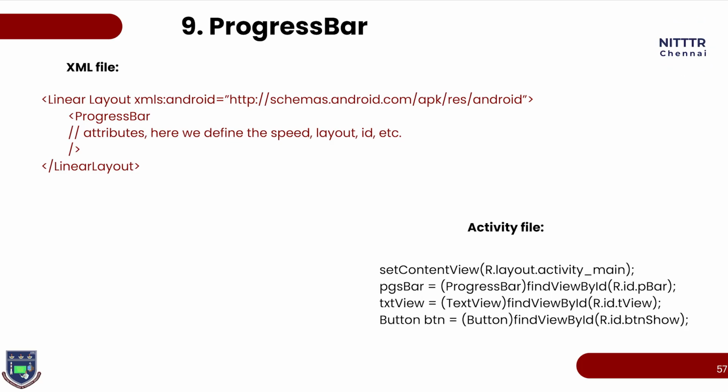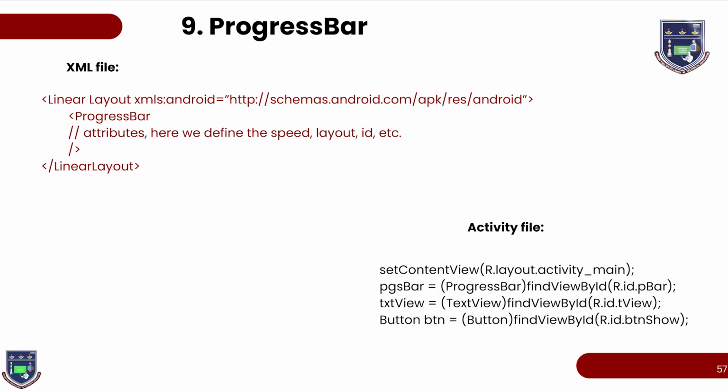Then we have a second mode that is called an indeterminate mode. In this particular mode, there is no idea of when the task would be completed. Therefore, it functions continuously. We can create this kind of progress bar in two ways. One is an XML file and the other one is an activity file. In the XML file, we will see how to declare the progress bar.